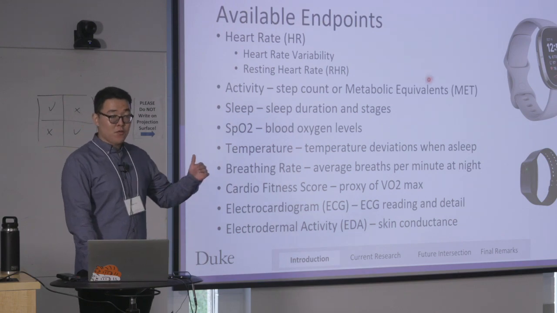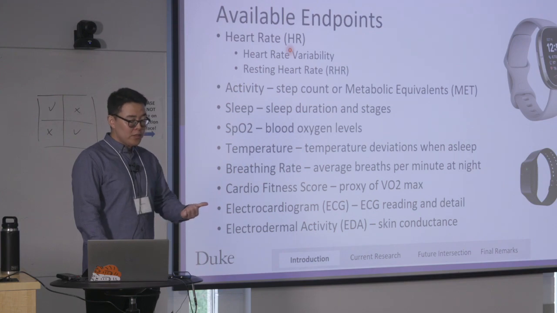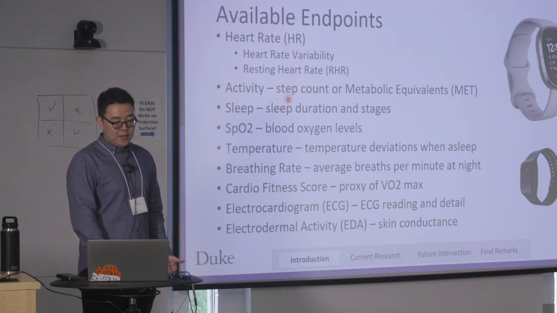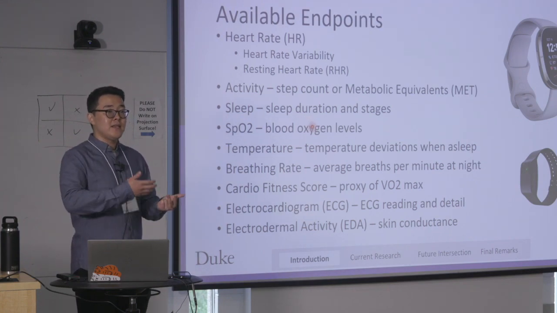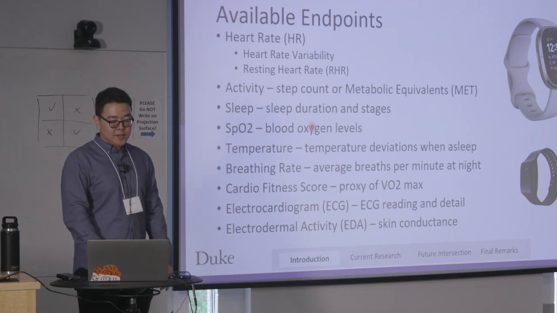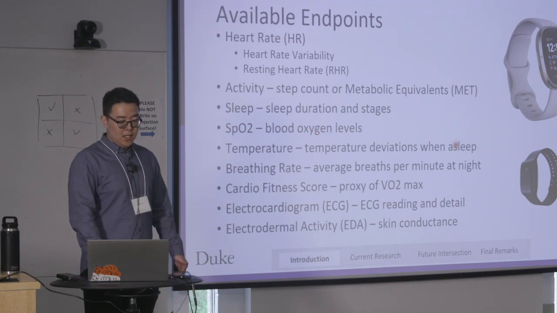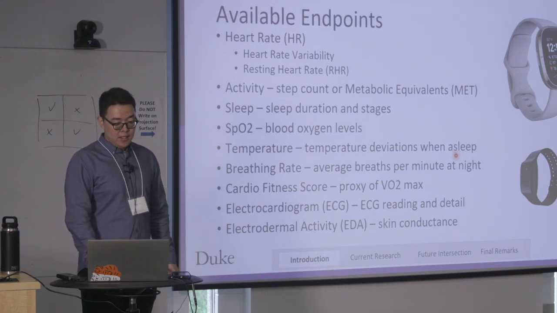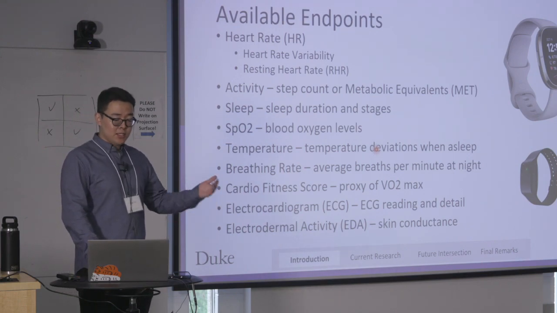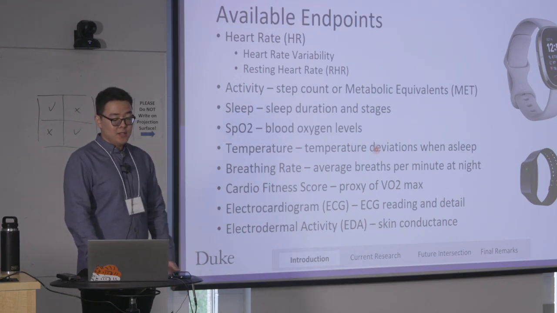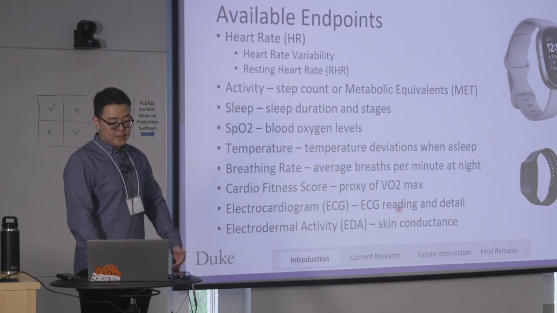And so I'll just briefly go over all the available endpoints. The endpoints that we primarily use are heart rate, which most folks know, activity, and this is usually reported in terms of step counts, and sleep, so people can probably see their different sleep stages on their watches. And then recently, a lot of these commercial grade watches have been incorporating a lot more health-related endpoints. They've been including temperature deviation when you're asleep, and this has been contributing towards infectious disease detection. They also are able to capture your breathing rates at night.